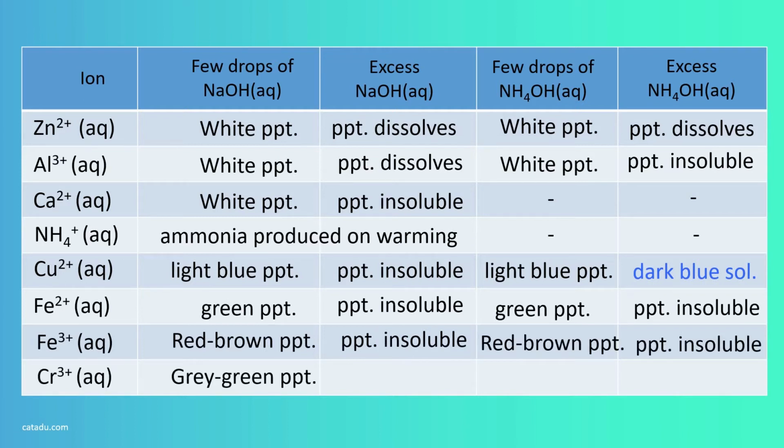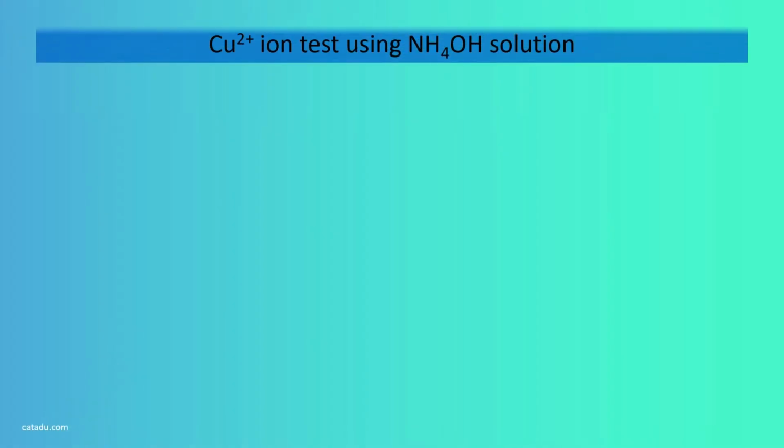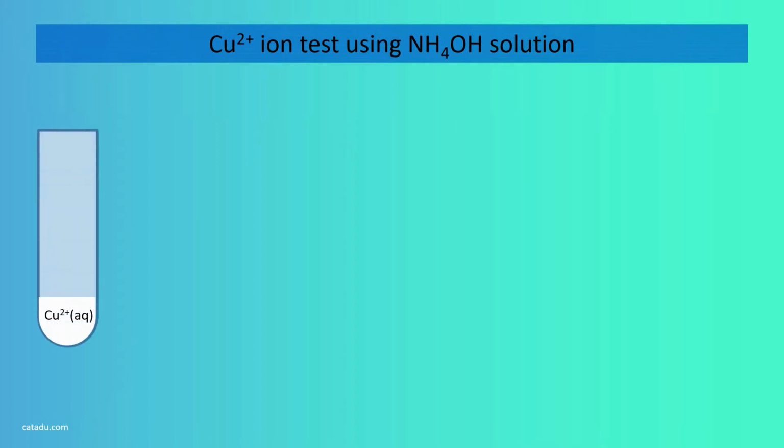Chromium 3 ion, gray green precipitate, and in excess sodium hydroxide, dark green solution. With aqueous ammonia, gray green precipitate, and insoluble in excess. The experimental procedure again I am discussing for the copper ion test using aqueous ammonia. This is the different one.